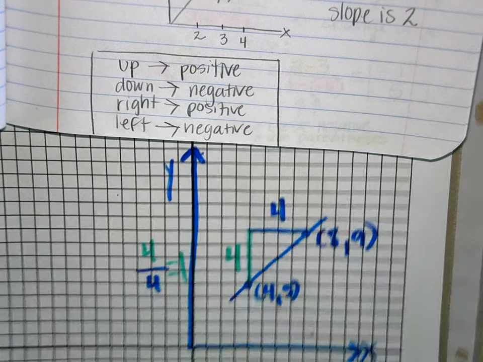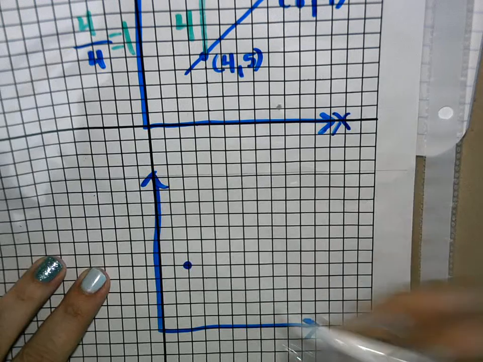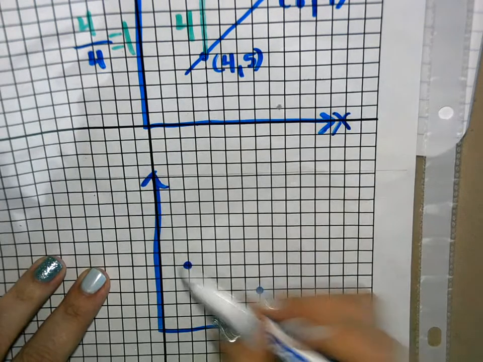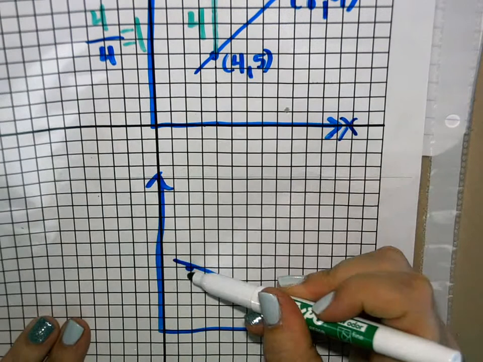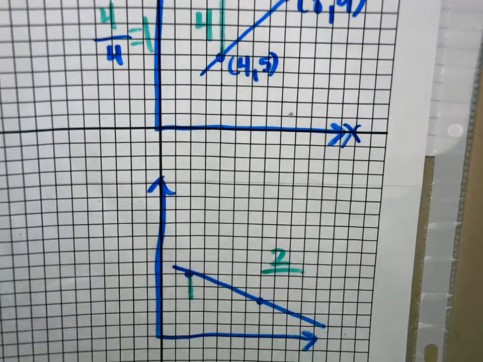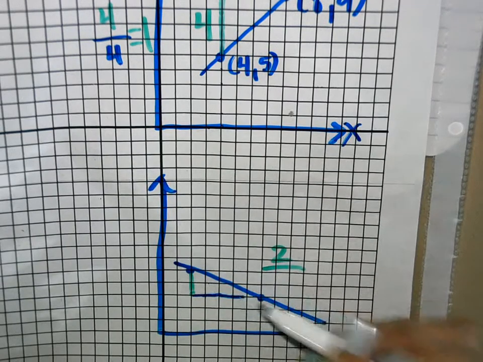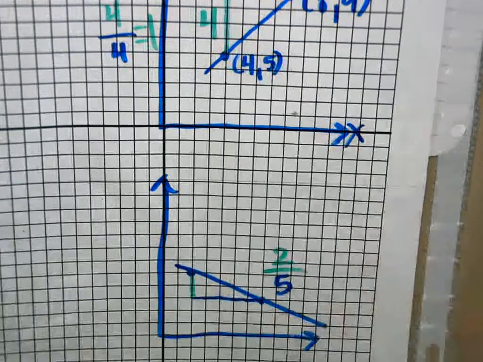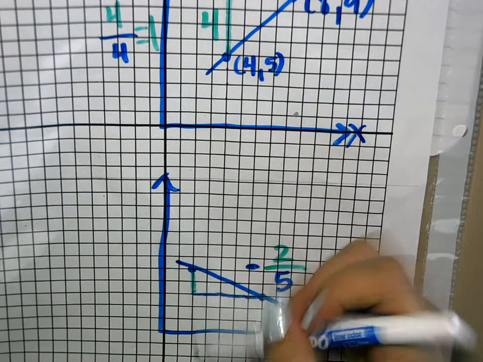But what if, well, we'll get there in a second. What if I have a graph that's more like going down? Like that? Is it still rise over run? Yeah. So I'm going to go 1, 2, 3, 4, 5. Is it positive or negative? Negative, because look, I went down 2.